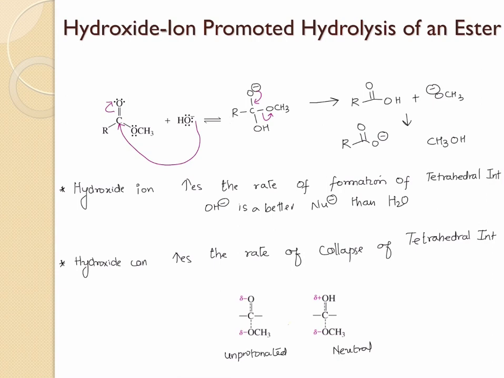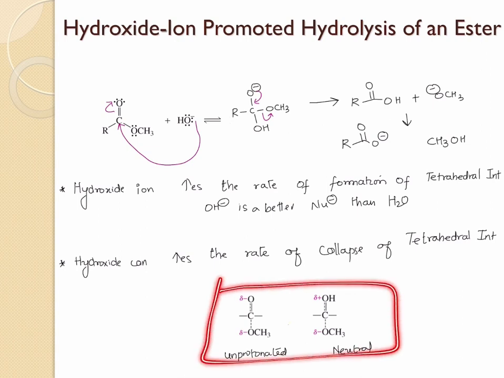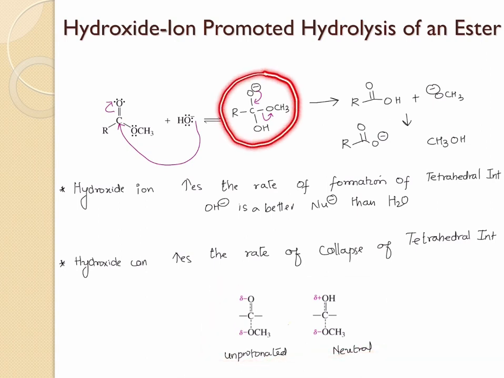When we go on to the second point, how does the hydroxide ion increase the rate of collapse of the tetrahedral intermediate? For this, we have to look into the transition states of the two tetrahedral intermediates that are obtained. Now, here is one tetrahedral intermediate. The other tetrahedral intermediate is where this O minus is going to get protonated, right? So here are the transition states for the negatively charged tetrahedral intermediate, and this is the neutrally charged tetrahedral intermediate.